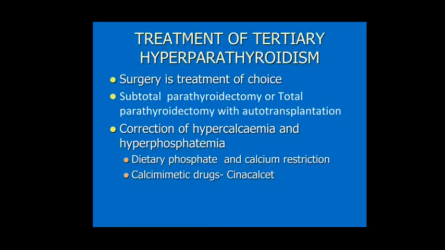Now regarding treatment of tertiary hyperparathyroidism, here surgery is the treatment of choice. Again, subtotal parathyroidectomy or total parathyroidectomy with autotransplantation is done. The hypercalcemia and the hyperphosphatemia are corrected. Dietary phosphate and calcium restrictions. Calcimimetic drugs like cinacalcet are used to reduce the parathyroid hormone and the calcium levels.